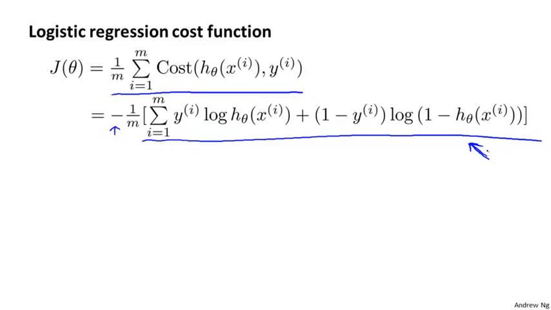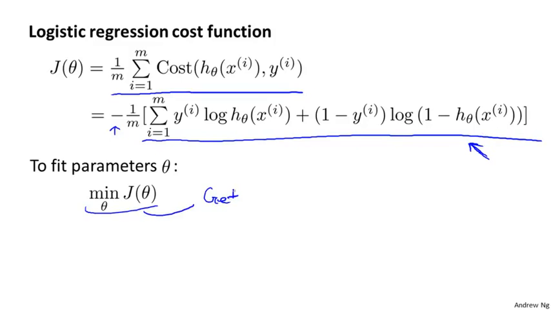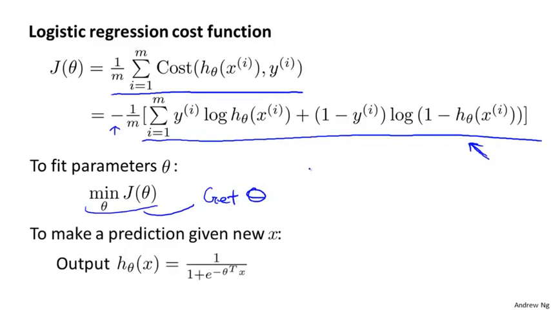Given this cost function, in order to fit the parameters, what we're going to do is try to find the parameters theta that minimize J of theta. If we try to minimize this, this will give us some set of parameters theta. Finally, if we're given a new example with some set of features x, we can take the thetas that we fit to our training set and output our prediction as this.